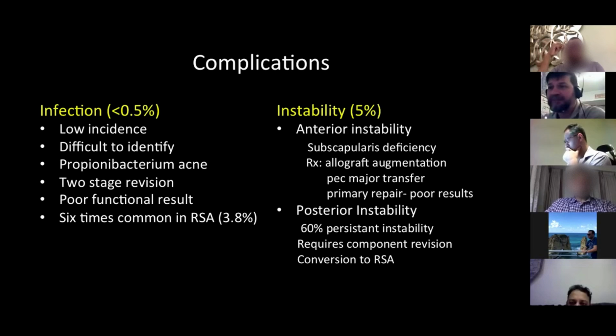Posterior instability is resistant to treatment, and there is a 60% chance of persistent instability in this condition. Most surgeons would favor revising an unstable shoulder arthroplasty to a reverse arthroplasty.